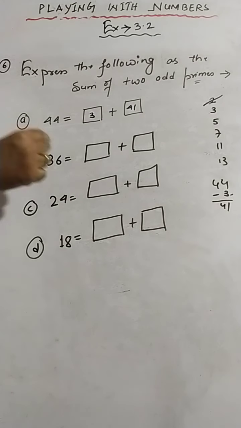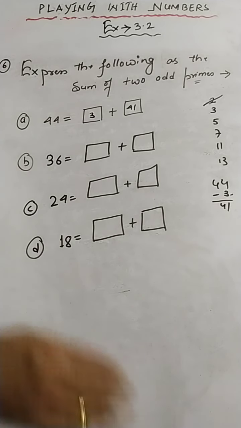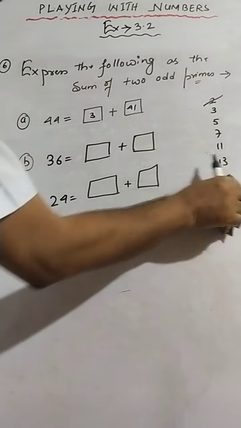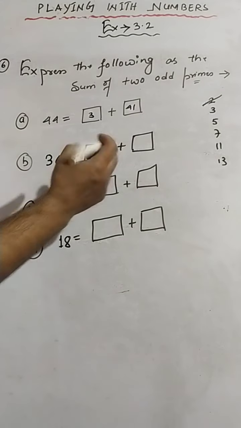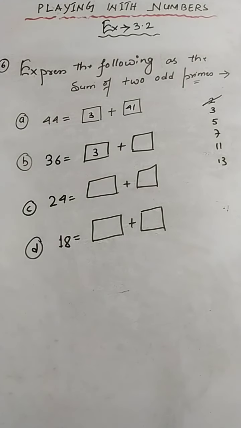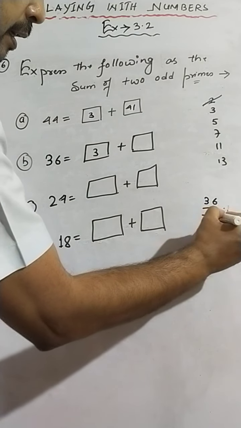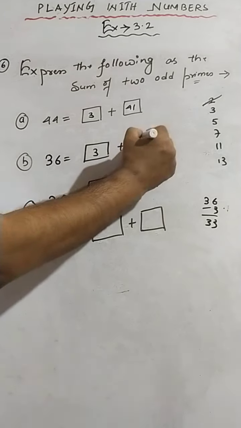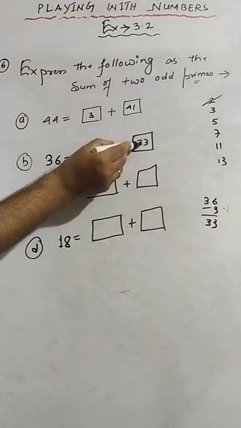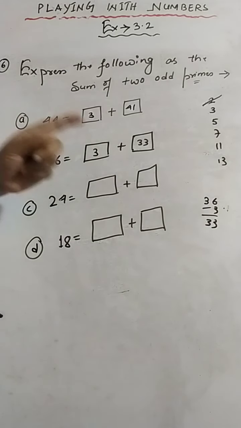Let's see the next number, that is 36. Same way we will do it. The first number is what? 3. 3 is an odd prime number. Suppose you put 3 here, and you subtract 3 from this 36. What will be the answer? 33. Oh my god. Now 33 is an odd number, but it is not a prime number.